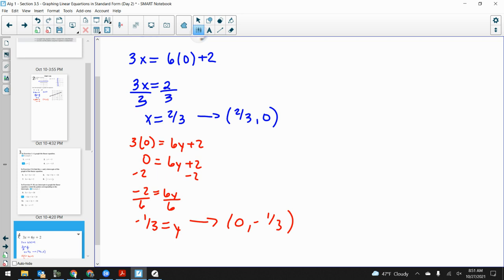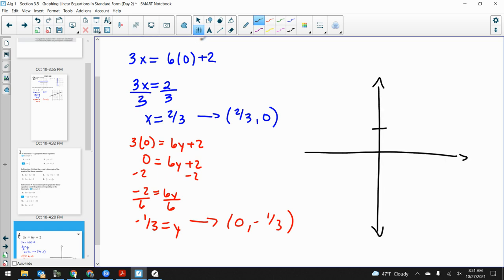Now, my 10 by 10 graph is not going to help me here, so I'm just going to make a graph. So I'll make this 1, 2, 1, 2, 1, 2, 1, 2. All right, my x-intercept is 2/3, somewhere around right there. My y-intercept is negative 1/3, somewhere around right there. And there's my line.